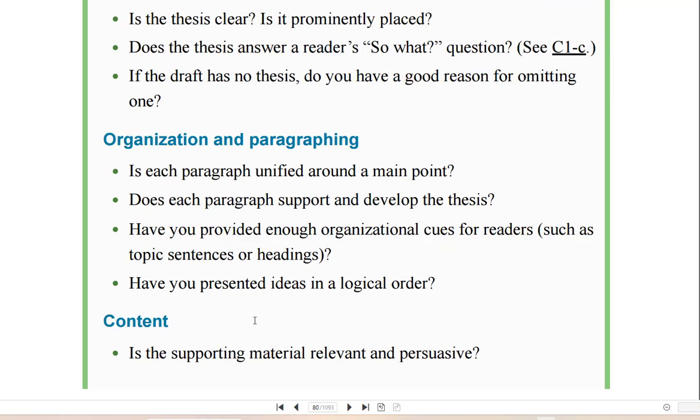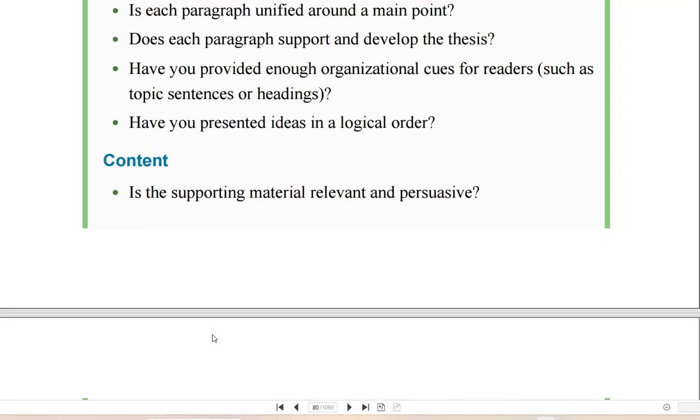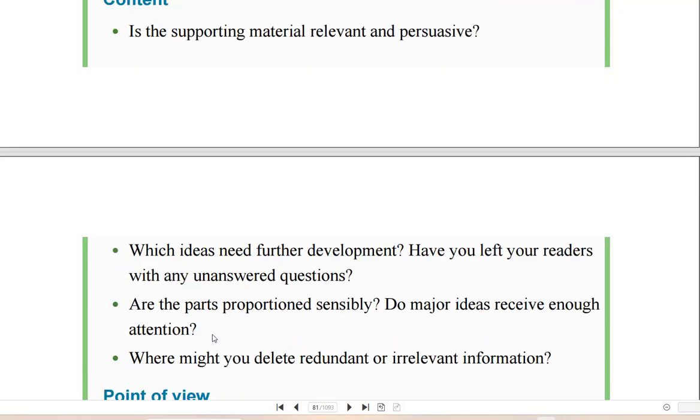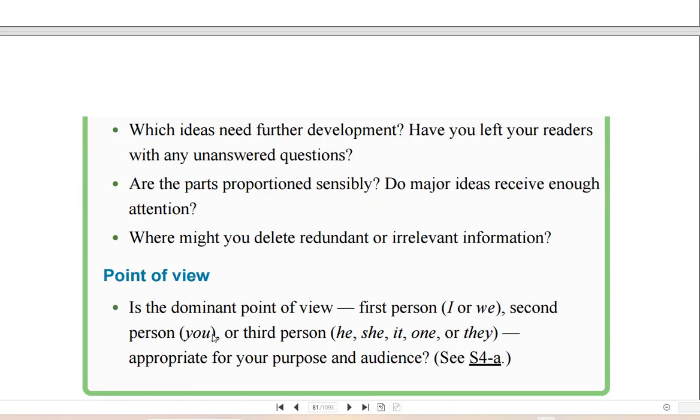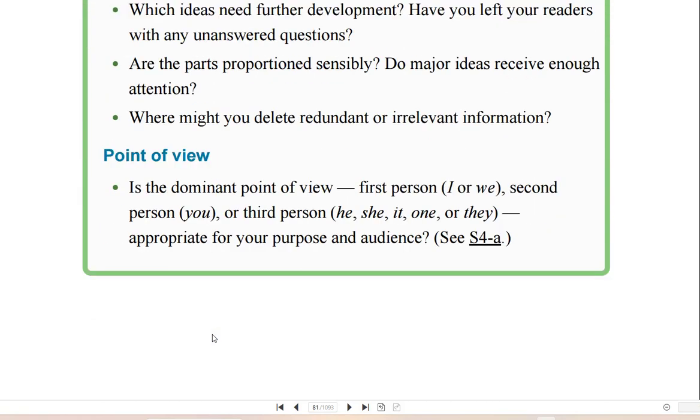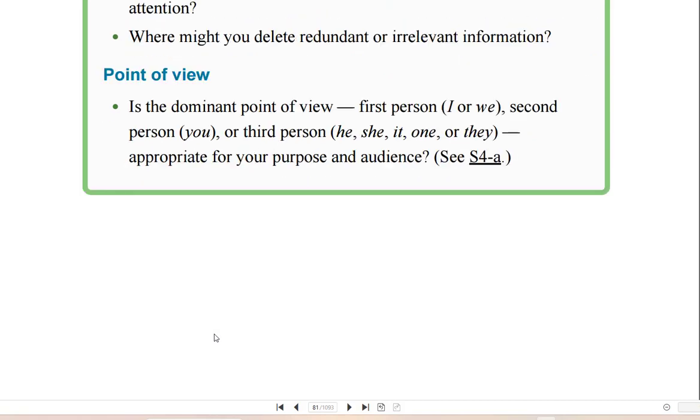Organization and paragraphing. Is each paragraph unified around a main point? Does each paragraph support the thesis? Have you provided enough organizational cues for readers? Have you presented ideas in a logical order? Is the supporting material relevant and persuasive? Which ideas need further development? Are the parts proportioned sensibly? What should you delete? Is the dominant point of view first, second, or third person?